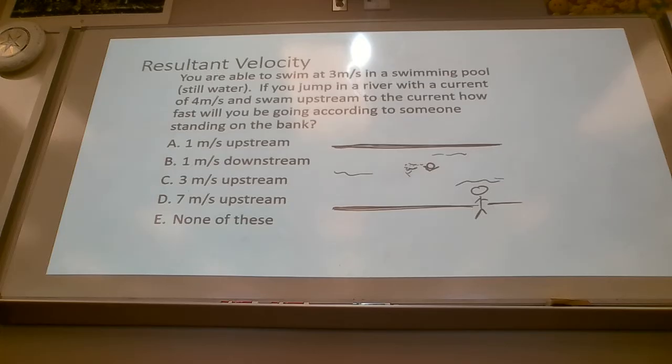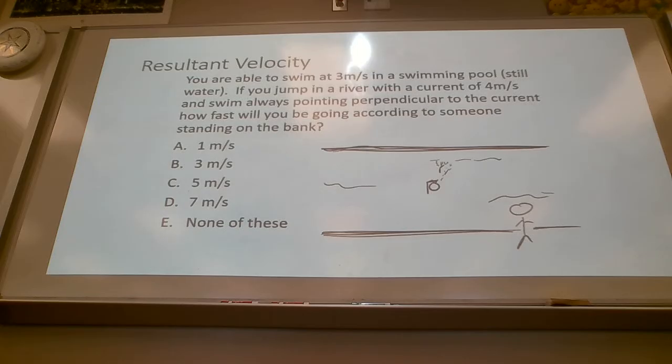Correct answer is B, 1 meter a second downstream. Next.